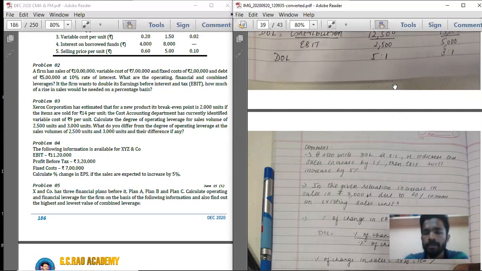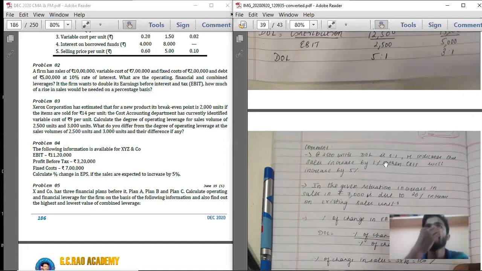So below that, write down comment. Under comment, first arrow mark: at 2,500 units, the degree of operating leverage is 5:1. It indicates that if sales increase by 1%, then EBIT will increase by 5%. 5:1 is nothing but, suppose you are currently selling 100 units. If it increases by 1%, that is, to 101 units, your profit will increase by 5%. That is what it is indicating.